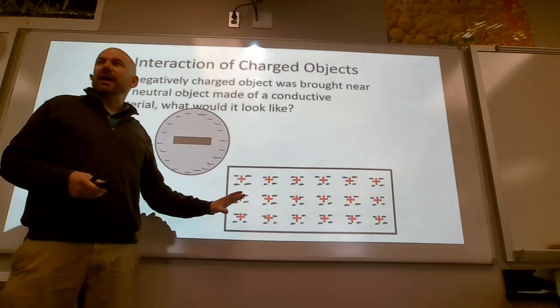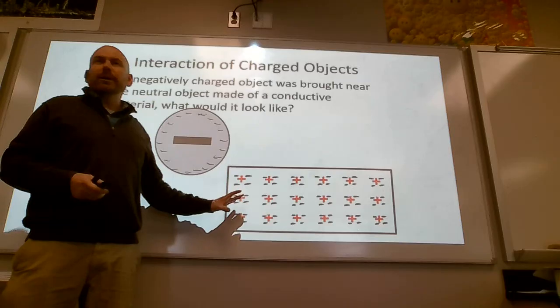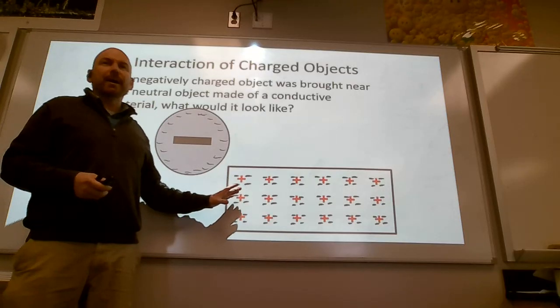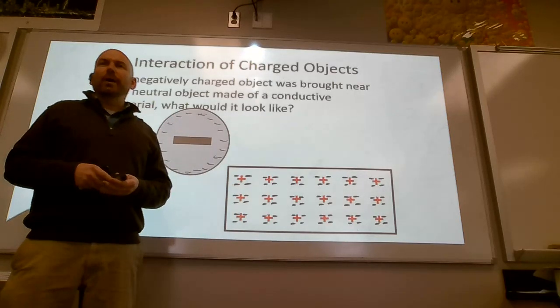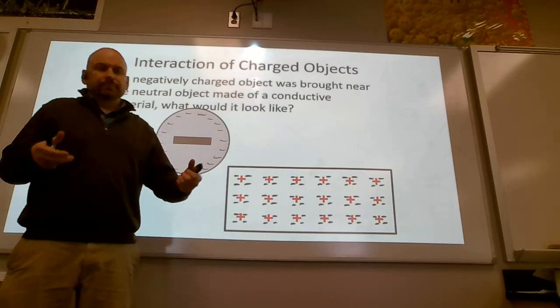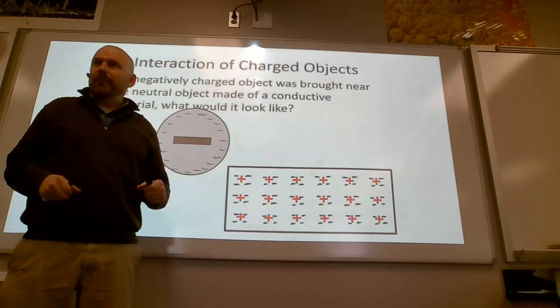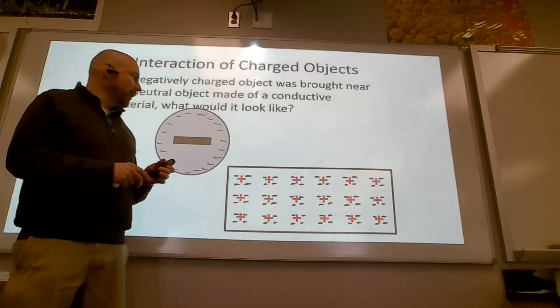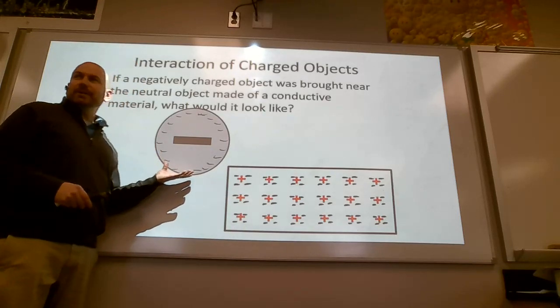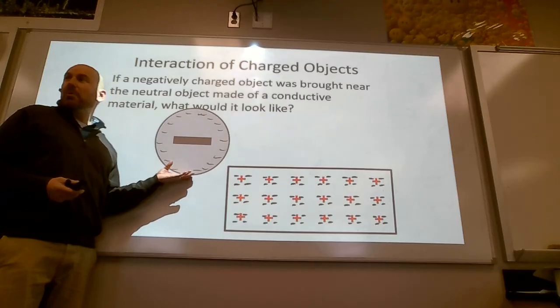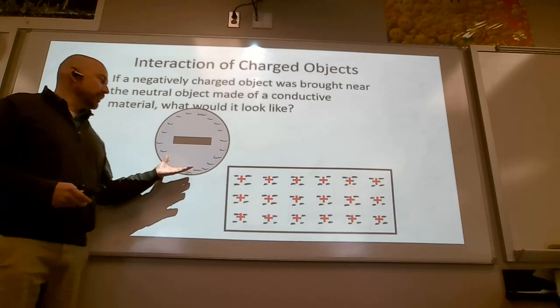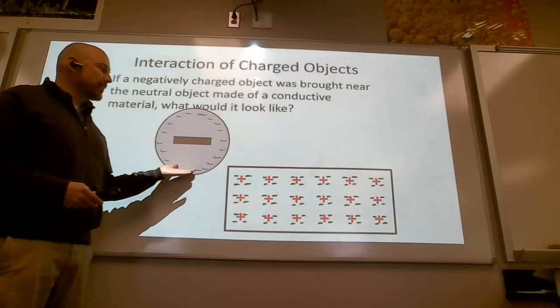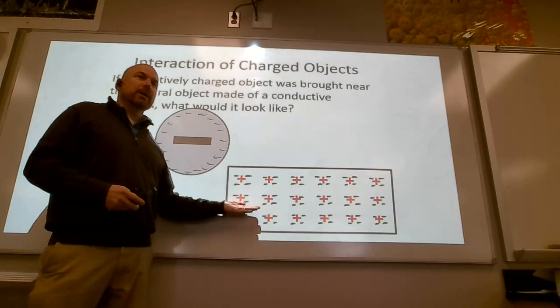Let's say a slab of metal, like a 45-pound weight, the kind you use for weightlifting. Okay, it's neutrally charged. You have a negatively charged object. This is not an electron. This is, let's say, a bowling ball. It's negatively charged. What happens when you bring a negatively charged object near a neutral conductor?